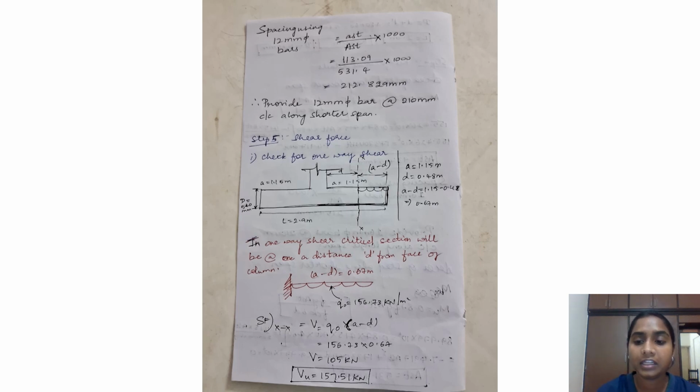In step 5, we will be determining the shear force. Here we will be checking for one-way shear. In one-way shear, the critical section will always be at a distance of d from the face of the column. So we have to find the shear force considering a section XX, that is V is equal to q naught into A minus d, where q naught is 156.73 and A minus d is 0.67. Therefore, we will be getting V as 105 kilonewton. If we multiply the factor, we will be getting 157.51 kilonewton.